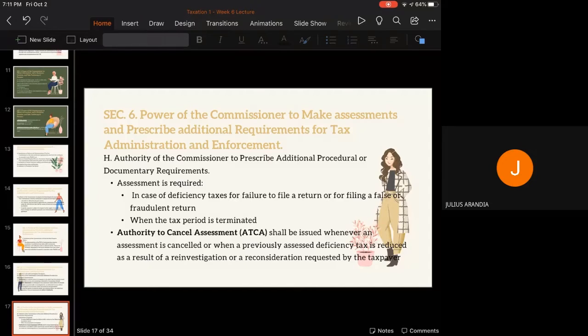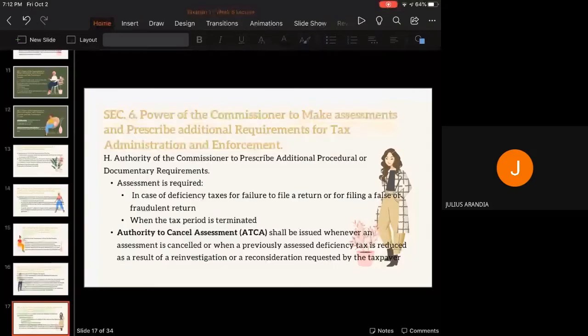Letter H, that is authority of the commissioner to prescribe additional procedural or documentary requirements. So, assessment is required in case of deficiency taxes or failure to file a return or filing a false return. And also when the tax period is terminated. And they may prescribe additional procedural or documentary requirements in filing tax returns.